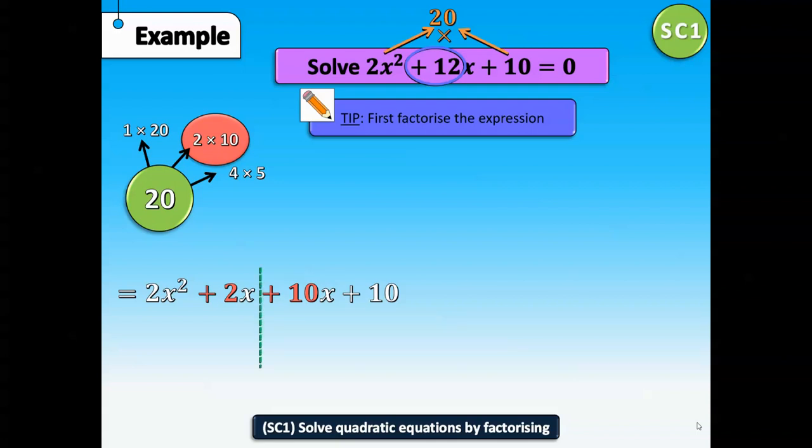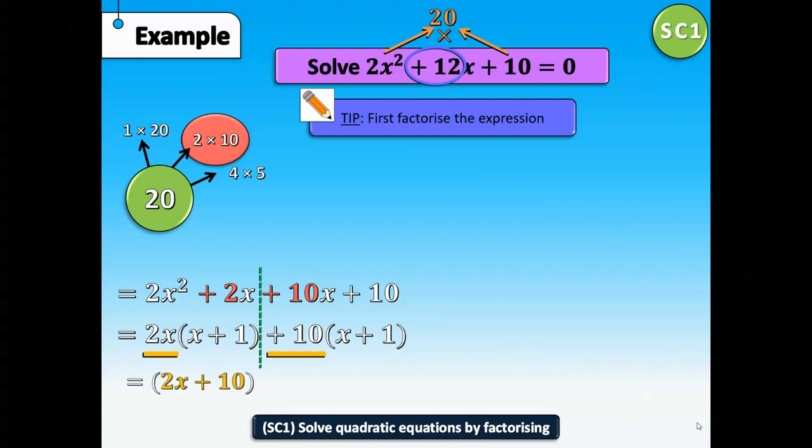If I then split the expression in half and factorise both halves, I can have 2x on the outside of the bracket in that half, and I can have 10 on the outside of the bracket in that half. So one of my brackets is going to be 2x plus 10, and my second bracket is going to be x plus 1. So now I've factorised it into two brackets.